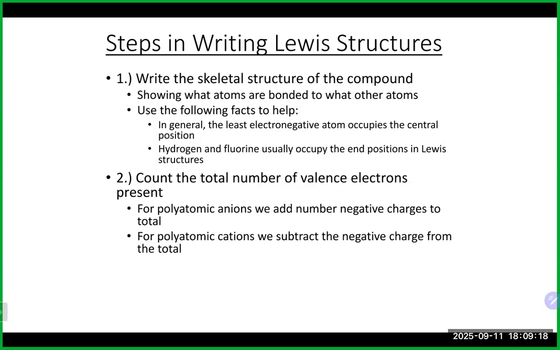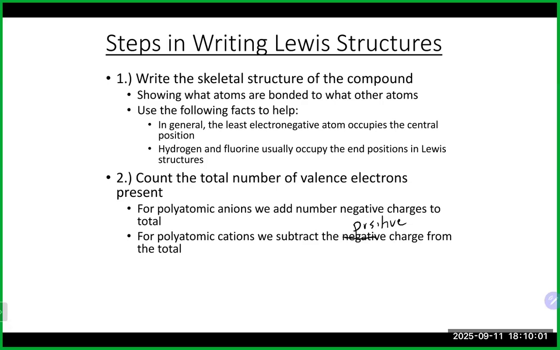You may be drawing some ions along the way. If something is negatively charged, which is an anion, it has gained electrons, so you need to add those electrons to your total when counting the valence electrons. Otherwise, you're going to be short electrons. If something has a positive charge, you have a cation, and we would subtract the positive charge from our total. Otherwise, you're going to have too many electrons. So if something has a charge, you have to take that into account in your total number of electrons.